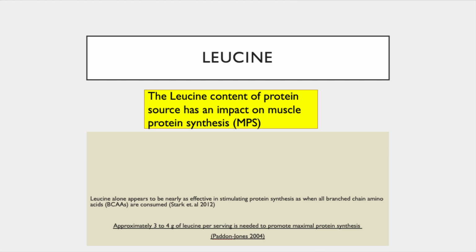Another important aspect that we have to talk about is the leucine. So leucine is an essential amino acid and is responsible for muscle protein synthesis, to spike muscle protein synthesis. In this case, it's recommended to consume 3 to 4 grams of leucine in order to efficiently and properly stimulate muscle protein synthesis, MPS.